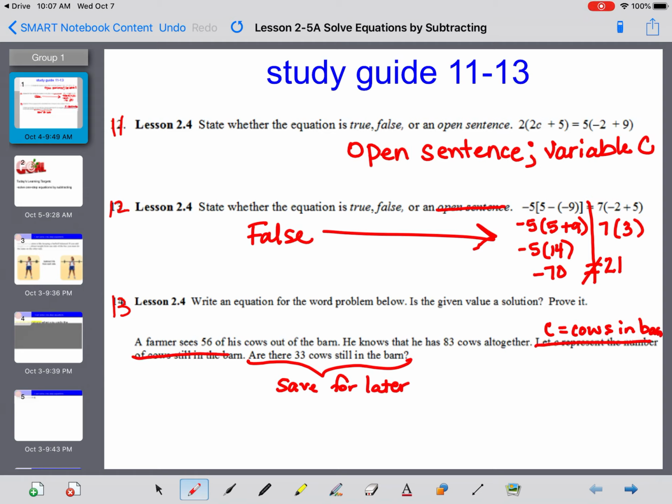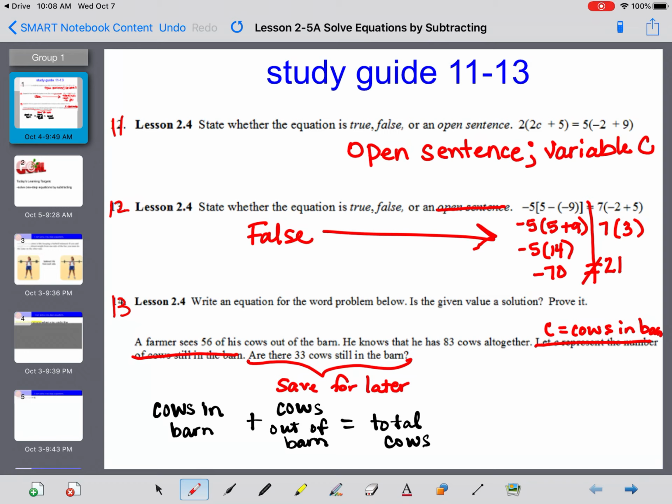So now I'm done with this too. Now I only have to work with the first two sentences. Let's read that again so we develop a firm understanding. A farmer sees 56 of his cows are outside of the barn. He knows that he has 83 cows altogether. So how could I write an expression to represent the total number of cows? Well, it would make sense that cows in the barn plus cows out of the barn equals my total number of cows.